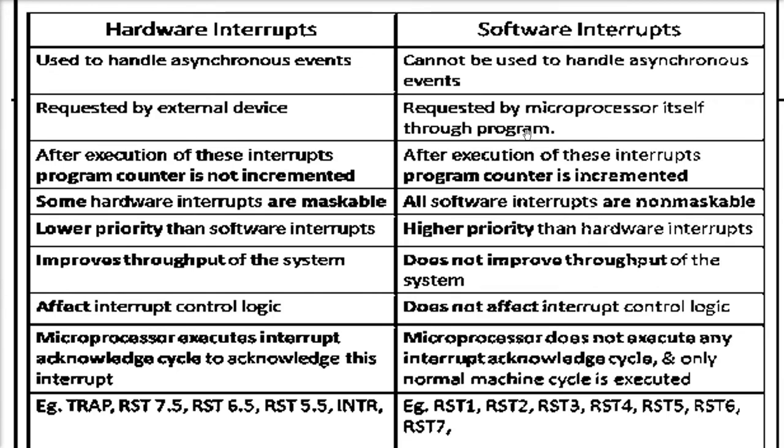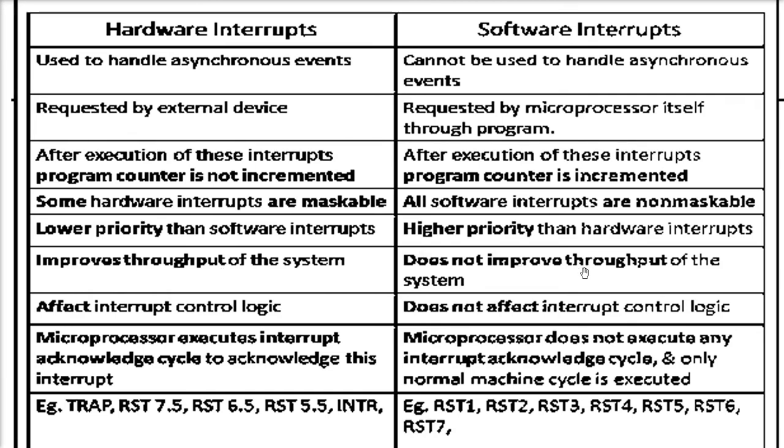For a hardware interrupt, after execution the program counter is not incremented, because it is just a hardware interrupt. While for a software interrupt, after execution the program counter is actually incremented. Some hardware interrupts are maskable, like we just saw 7.5, 6.5, etc. All software interrupts are non-maskable. Please remember, software interrupts have higher priority than hardware interrupts, and all of them are non-maskable. Some hardware interrupts are maskable, but they have lower priority compared to software interrupts.